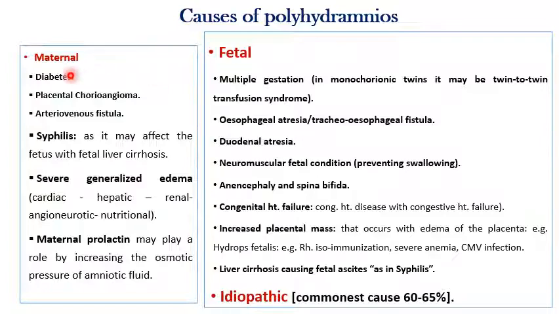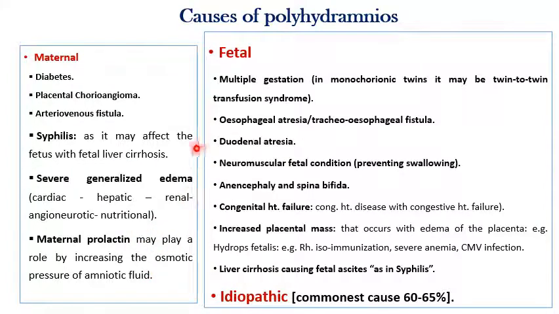Maternal causes include diabetes or a large-sized placenta, such as placental chorioangioma, arteriovenous fistula or shunt at the level of the placenta, and associated infection like syphilis, as it may lead to edema of the placenta or fetal liver cirrhosis. Also severe general edema in the mother, like cardiac edema, hepatic edema, renal edema, or angioneurotic edema, associated with edema of the placenta and more transudation. Increased maternal serum prolactin may increase osmotic pressure towards the amniotic fluid with more transudation from the placental side.